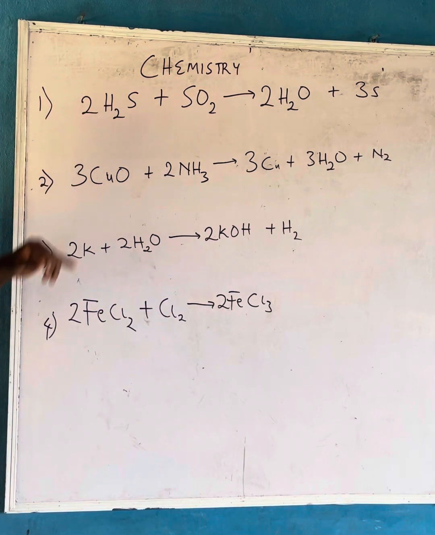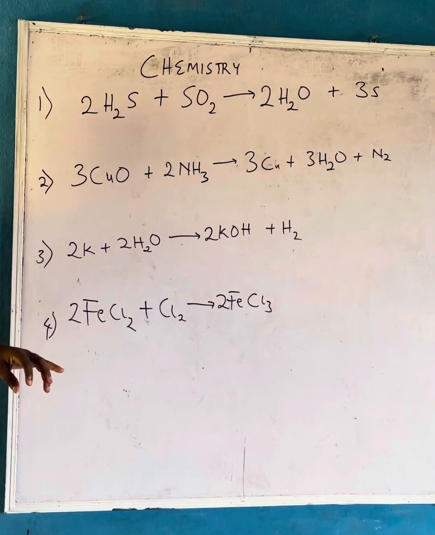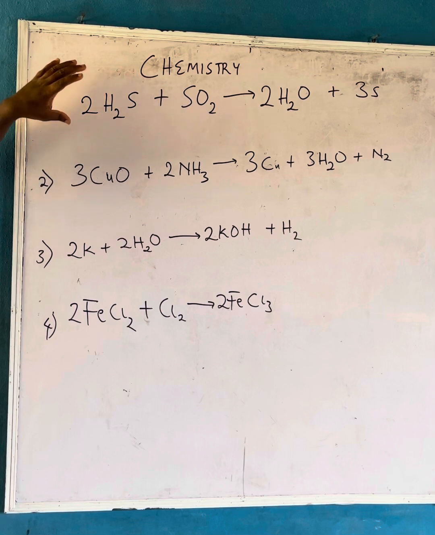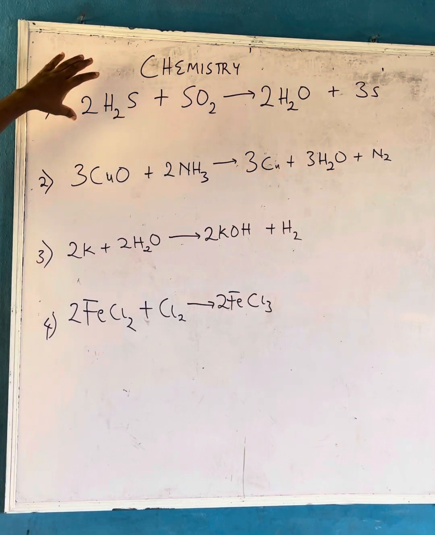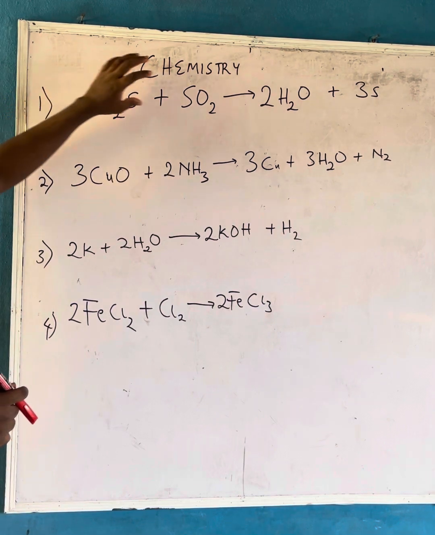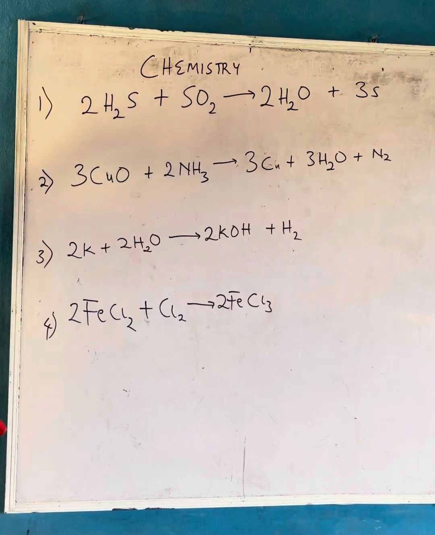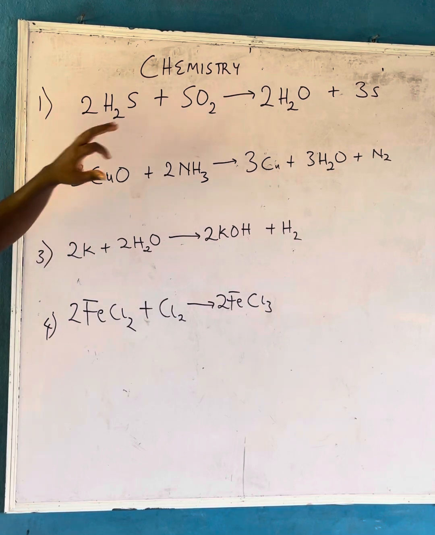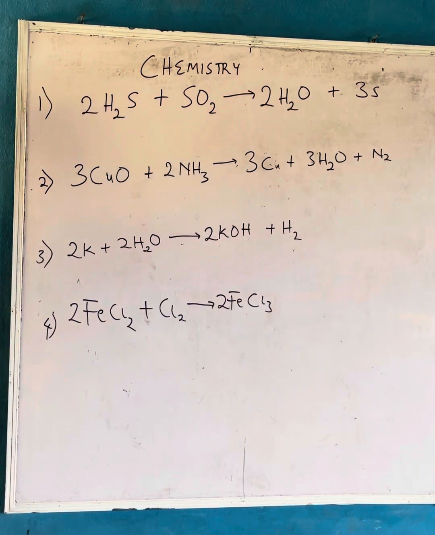I'll be showing us about oxidation and reduction reactions. I will identify where reduction and oxidation are occurring here, and I will also identify the oxidizing agent and the reducing agent. This is just a continuation of the last class lecture on oxidation and reduction.